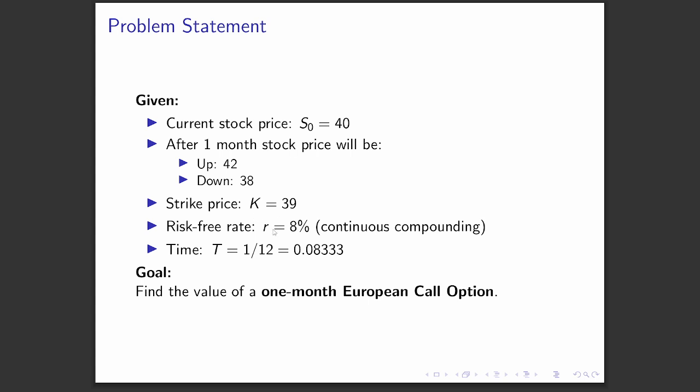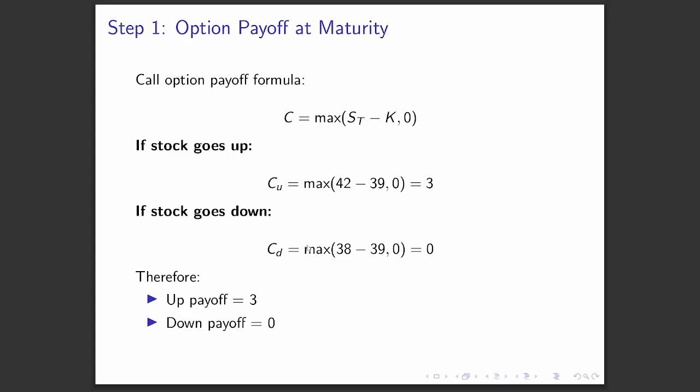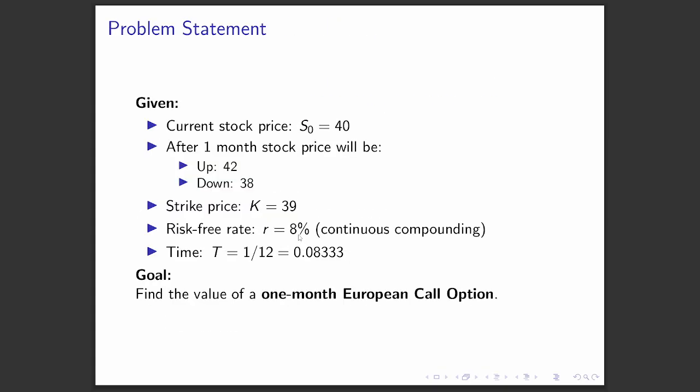The risk-free interest rate is 8% per year with continuous compounding. The time to maturity of the option is 1 month, which is approximately 1/12 equals 0.0833. So our objective is to determine the price of a 1-month European call option using the binomial tree model.